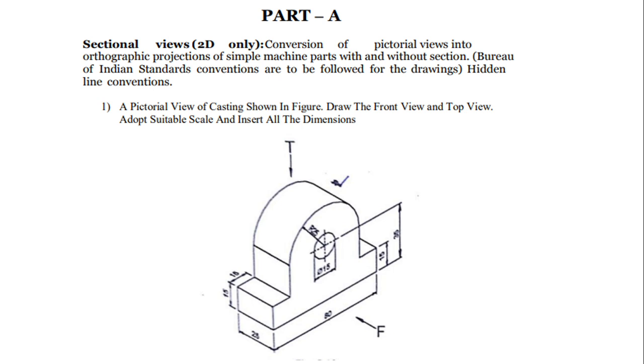Suppose this is the front view. If you want to get this as the front view after developing the model, you need to select the front plane and construct this geometry in the front plane only. Then only you will get this as the front view.